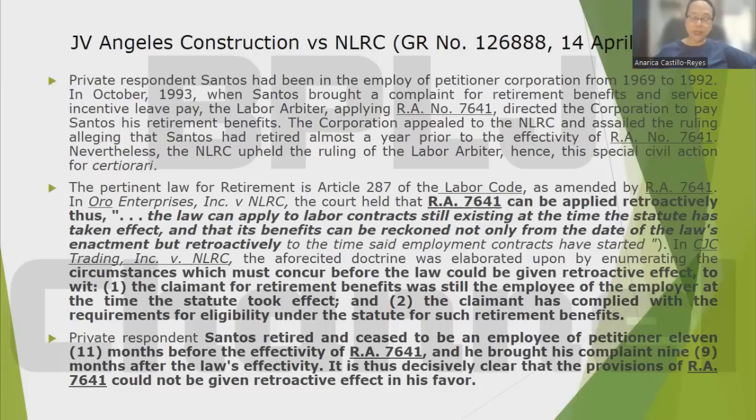Why? Because Santos retired and ceased to be an employee of the petitioner 11 months before the law took effect, and he brought his complaint 9 months after the law's effectivity. So it is clear that the provisions of 7641 could not be given retroactive effect in his favor. Why? Because it is a requirement that the claimant for retirement benefits was still the employee of the employer at the time when the law took effect.